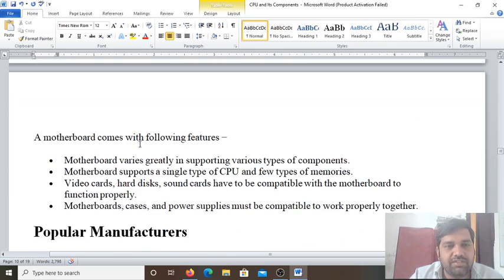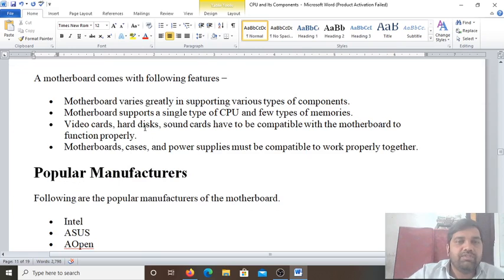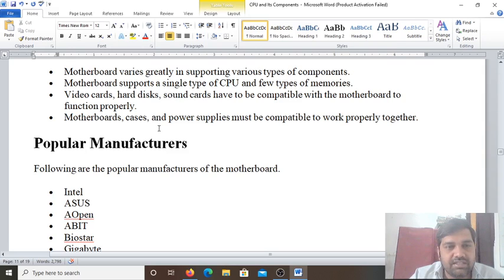Okay. So what are the features of the motherboard? Motherboards vary greatly in supporting various types of components. A motherboard supports a single type of CPU and a few types of memories. Video cards, hard disks, and sound cards must be compatible with the motherboard. Motherboards, cases, and power supplies must be compatible to work properly together.